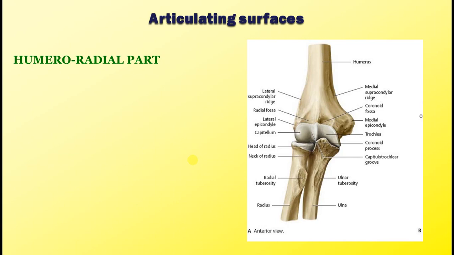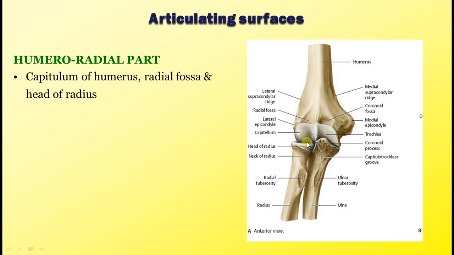Now coming to the humeroradial part, the articulating surfaces are the capitulum of the humerus. Capitulum means head shaped. Then above the capitulum you have again a depression, which is called the radial fossa. Then the upper surface of the head of the radius forms the inferior articulating surface for the humeroradial component.